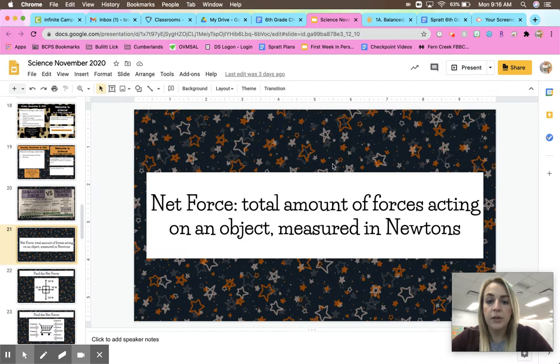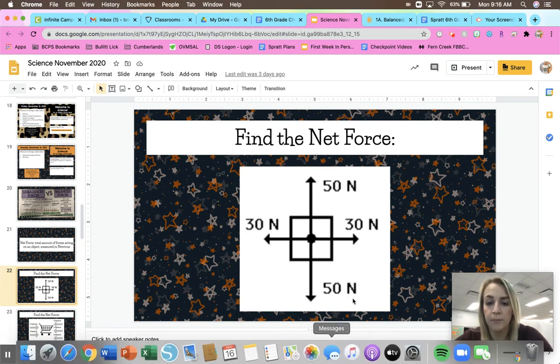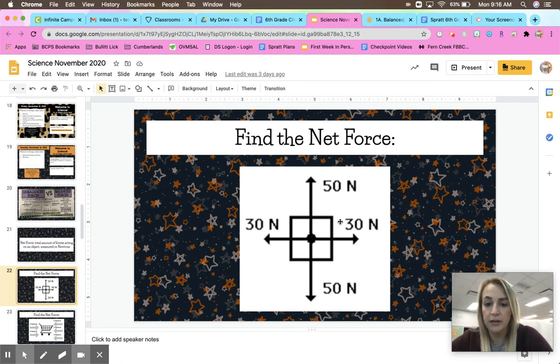All right, so a little bit of practice. It says find the net force. So when we're finding the net force, we are going to be adding or subtracting to make sure we can figure out what the net force is. So if we've got 50 pulling to the top, 50 pulling down, 50 and 50 are going to cancel each other out. So the up and down motion is 0. That's a balanced force. It's not going to move up or down. We've got 30 pulling to the right and 30 pulling to the left. Again, 30 and 30, it's going to cancel each other out. So that box is going to stay put and not move anywhere. Okay? So the net force would be 0.